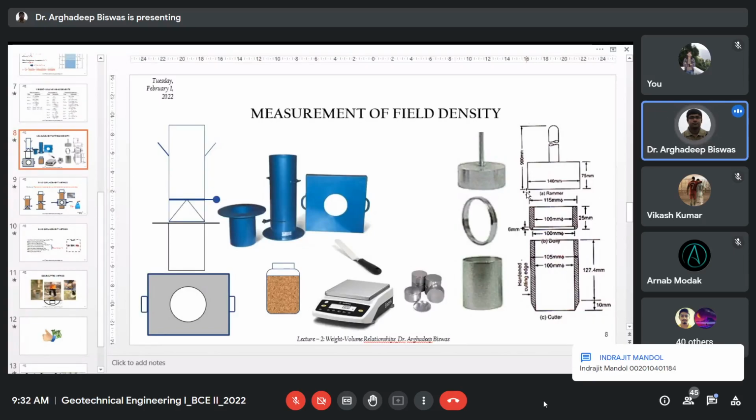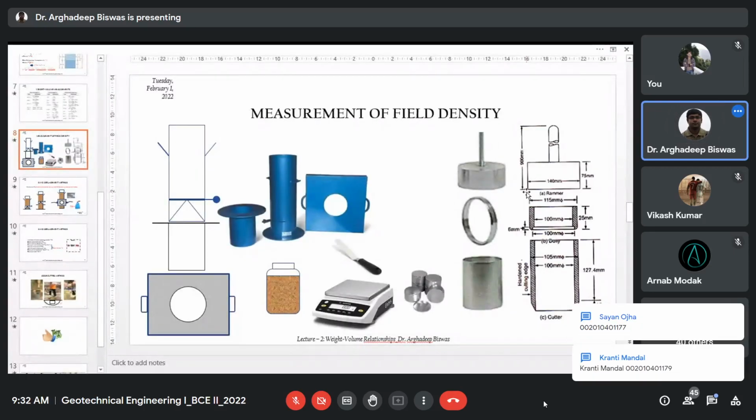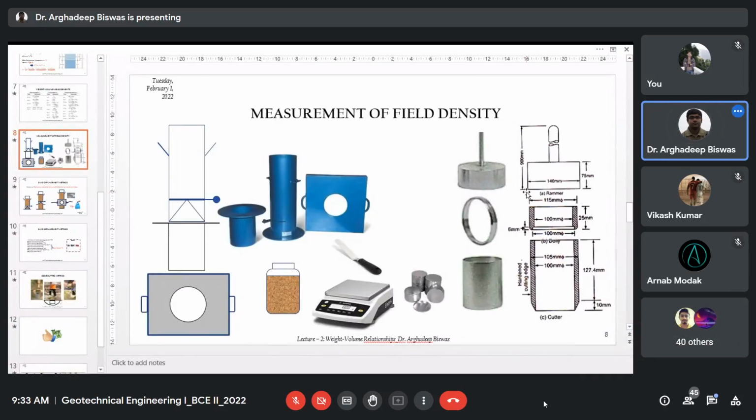In the field, at the founding level, where the foundation is actually to be placed, we look for the in situ density, the field density as it is. Along with that density, the moisture content of the soil at that founding level, from those two data we can calculate the dry density.